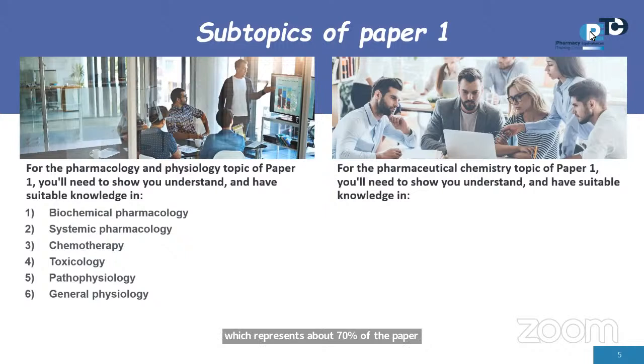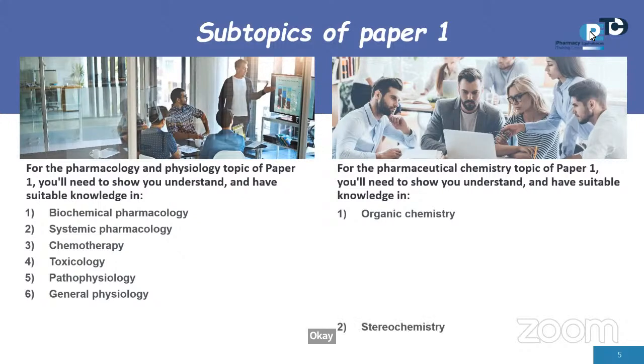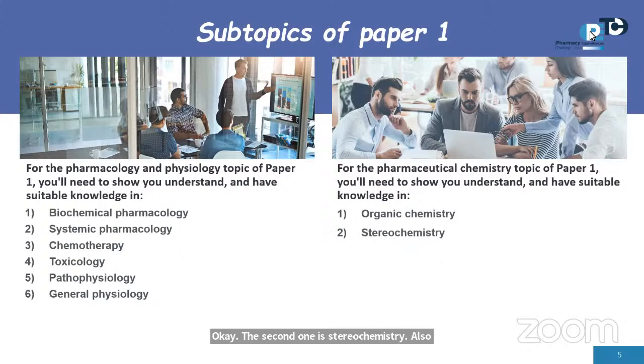The other topic is pharmaceutical chemistry. What about the composition of it? The first one is organic chemistry. Under organic chemistry, we need to know the nomenclature, the drug classes, the reaction types, and some other topics like drug stability and acid-base reactions. The second one is stereochemistry: the nomenclature, the optical activity, geometric isomerism, and conformational isomerism.